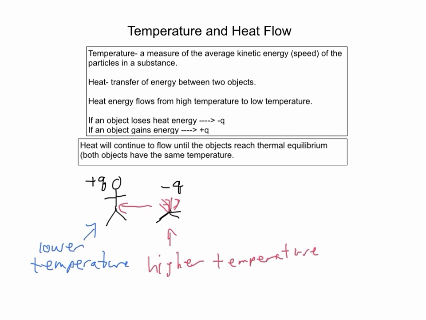For example, if you put something hot in the refrigerator. Maybe you just made a sandwich, you heated it up, you didn't finish eating it, so you put it in the refrigerator to cool down. Eventually, that sandwich will give off heat to the refrigerator until they're both at the same temperature. The sandwich will have the same temperature as the refrigerator. So heat continues to flow until they reach thermal equilibrium. Heat flows from high temperature to low temperature.